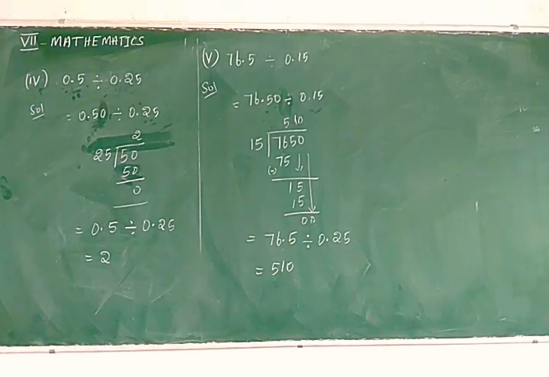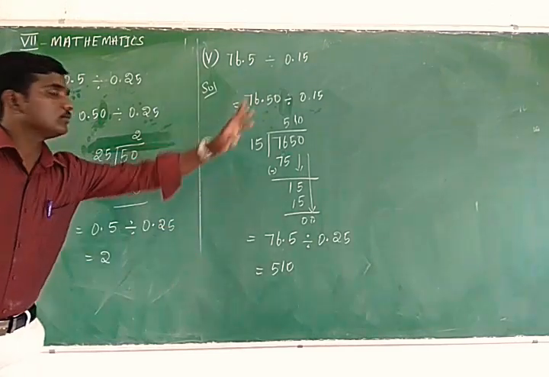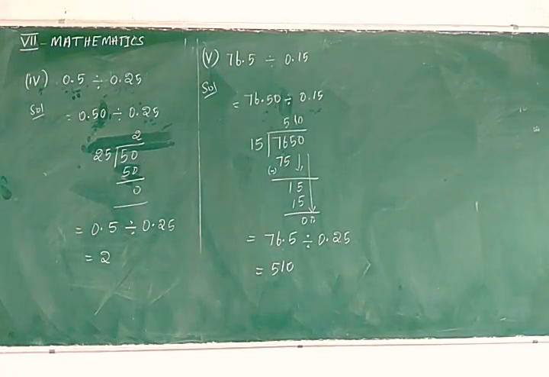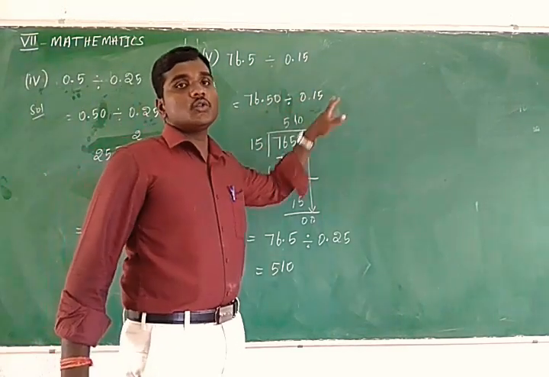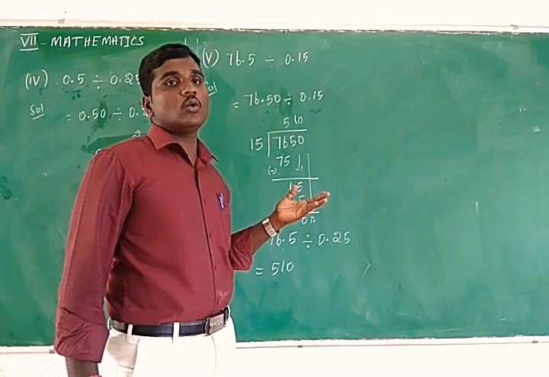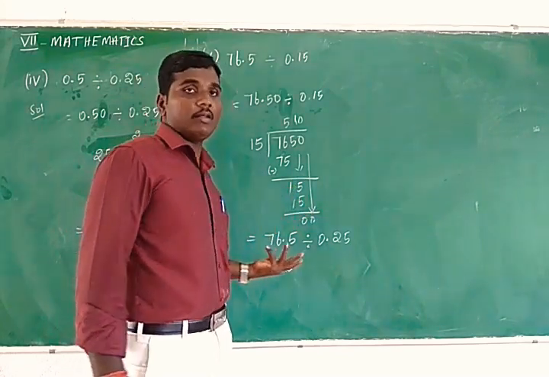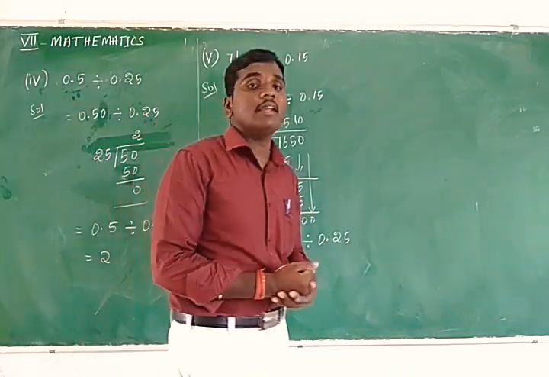In the dividend 1 decimal is there. In the divisor 2 decimals are there. So 1 minus 2 is minus 1, and some confusion will come. So I changed it. I added 1 digit here. So now 2 digits are there. 2 minus 2 is 0. So no need to place the point at any time. So the answer 510 will come.